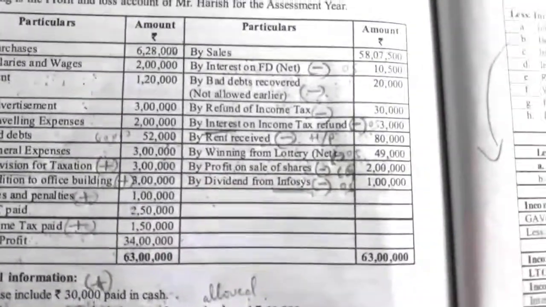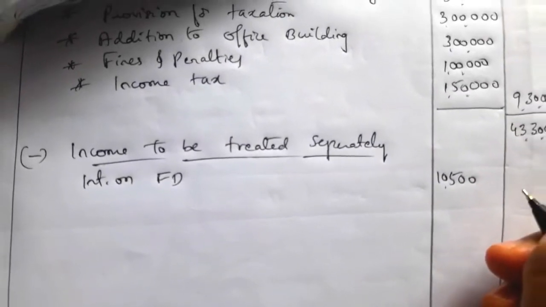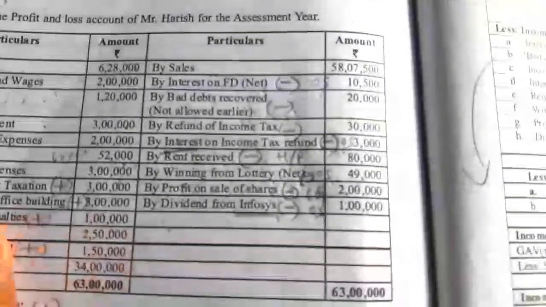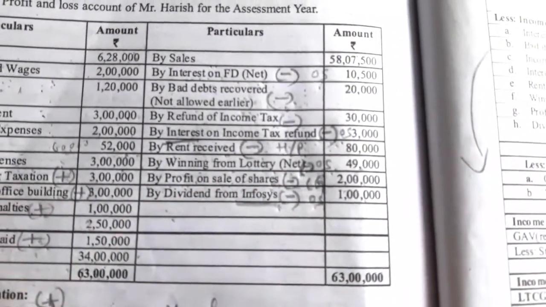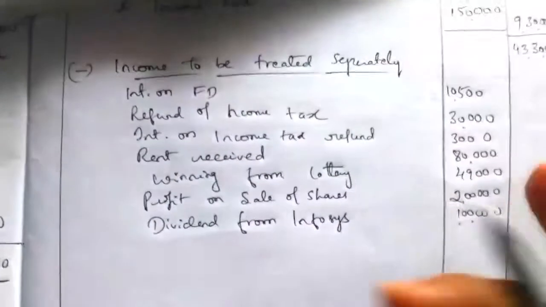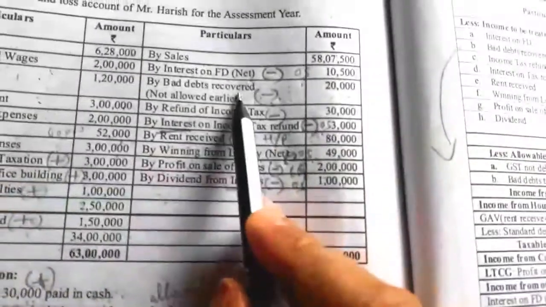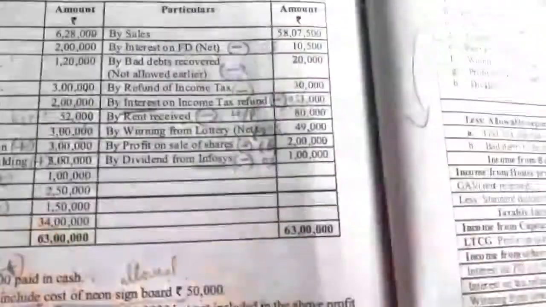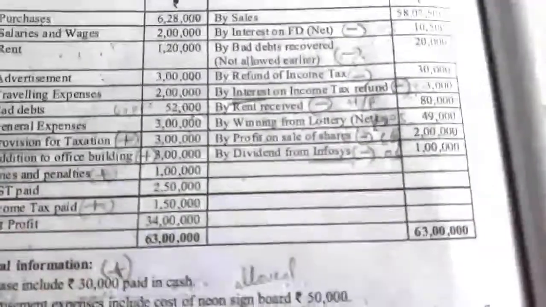So interest, write one by one. Interest on FD, rupees 10,500. Then bad debt recovered, disallowed earlier or not allowed earlier, we will take later. Then refund of income tax is not a business income. Refund of income tax is 30,000. Then interest on income tax refund is also not relating to business, we have to deduct. Then rent received is not business income, that also we have to deduct. Rent received should be taken under the head house property.